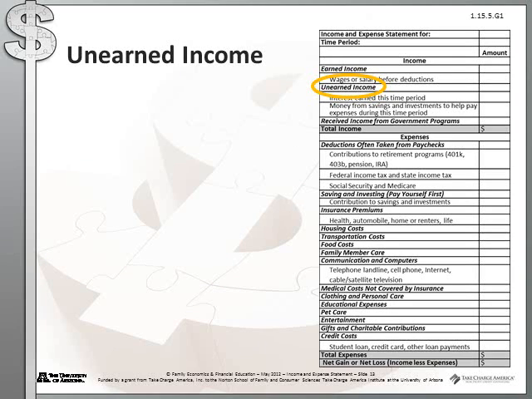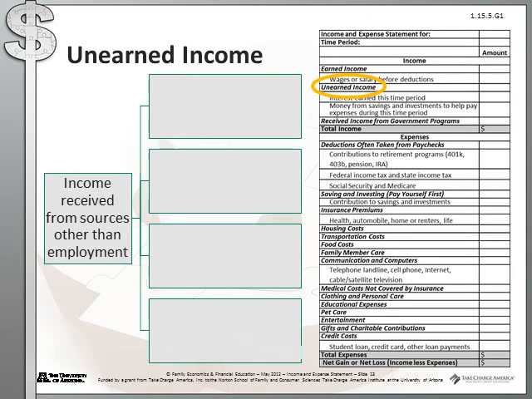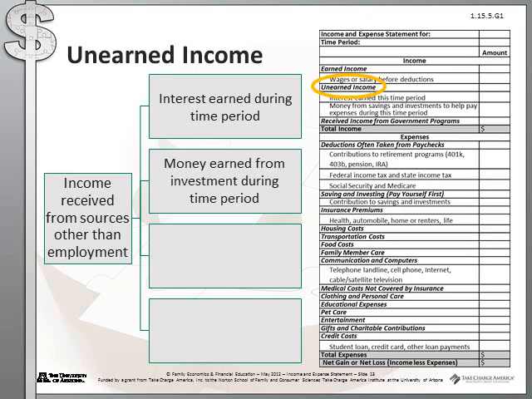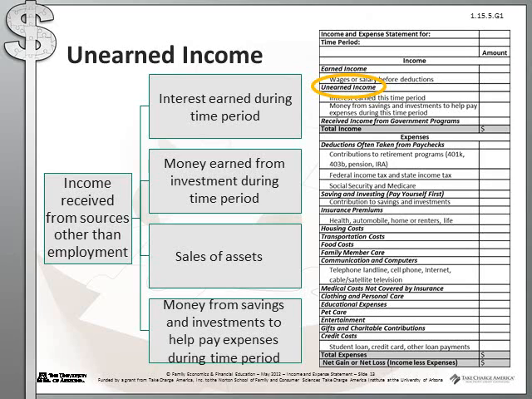Let's talk about unearned income. Unearned income is income received from sources other than employment. Some examples include interest earned during the time period you are recording, money earned from investments during that time period, money from sales of assets like houses, cars, etc., or any money from savings and investments used to help pay expenses during the time period we're recording. We only list savings and investments if we actually use the money to pay for expenses.